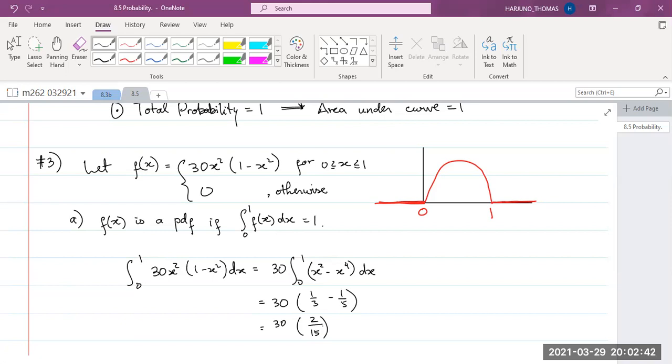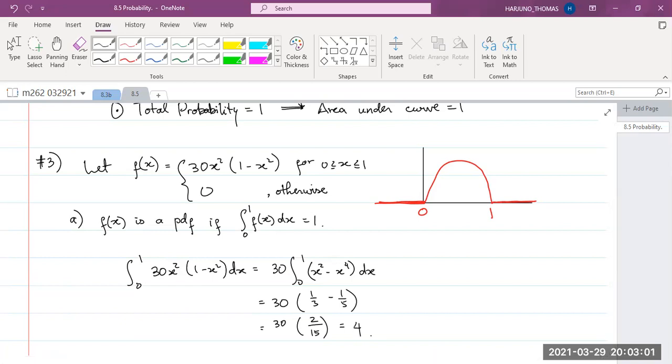Can't you distribute the 30 to the 1/3 and the 1/5 inside? So it's 10 minus 6. Or am I not thinking? This is still 4. Oh, right. You're right. So no, it is not though.